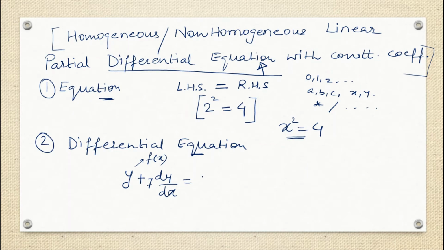So if I say that this is an equation, y plus 7 dy/dx equals x, okay? So this is a differential equation. The reason is because it contains the function with one of its derivatives. It can have more than one derivative also present, but one derivative should be there, okay? So this is my differential equation, okay? In this differential equation, we know that x is the independent variable, okay? And y is the dependent variable. So this makes a differential equation.